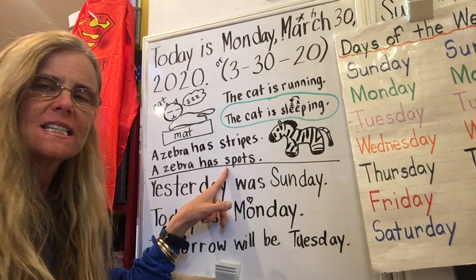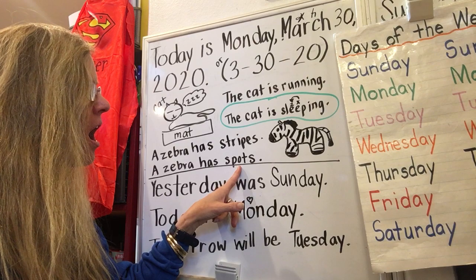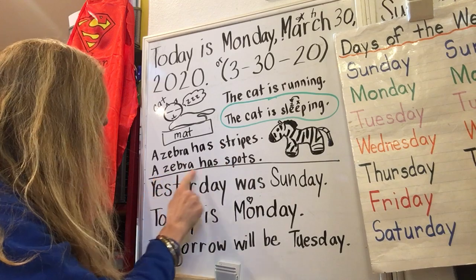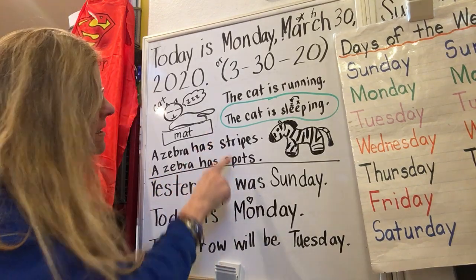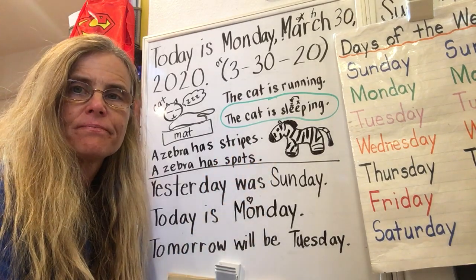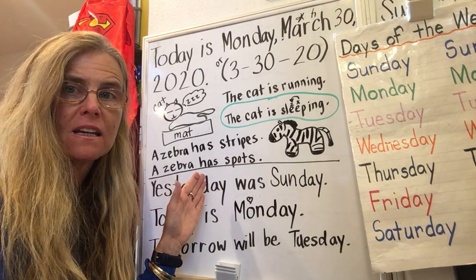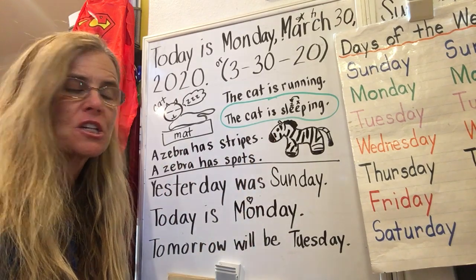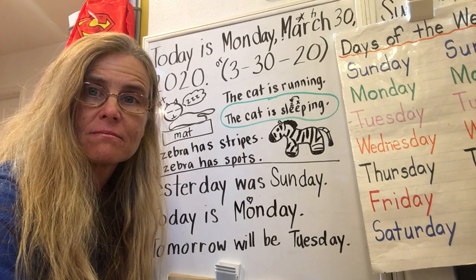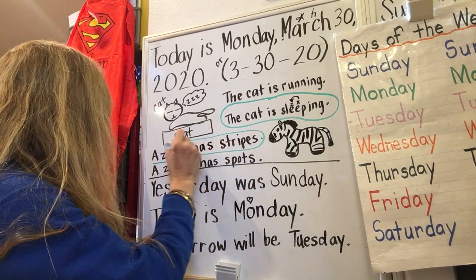Let's look at this one. Then a P. Spots. A zebra has stripes. A zebra has spots. Look at the zebra. Which one does the zebra have? Does he have stripes or spots? Remember, the picture carries a message. The words carry the meaning. So which one represents the meaning of the picture? The top one, a zebra has stripes, or the bottom one, a zebra has spots? It's the top one. A zebra has stripes.